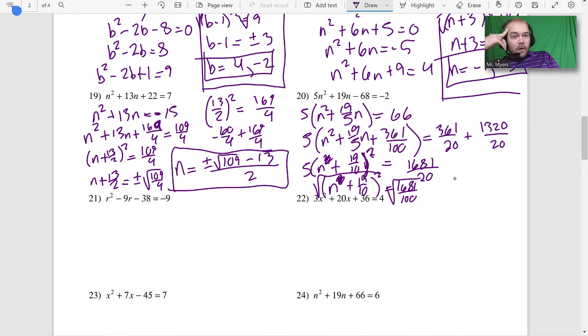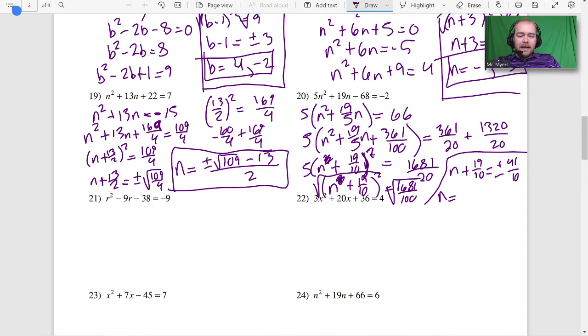Okay. So, wow, this problem is insane. n plus 19 over 10. So we're going to take the square root, right? Equals plus or minus 41 tenths. Because you take the square root of that whole number. Wow, this problem is just nuts. Then we subtract 19 tenths from both sides. Oh my goodness gracious. Okay. So 41 tenths minus 19 tenths. I just can't math anymore. I feel like my brain is melting.